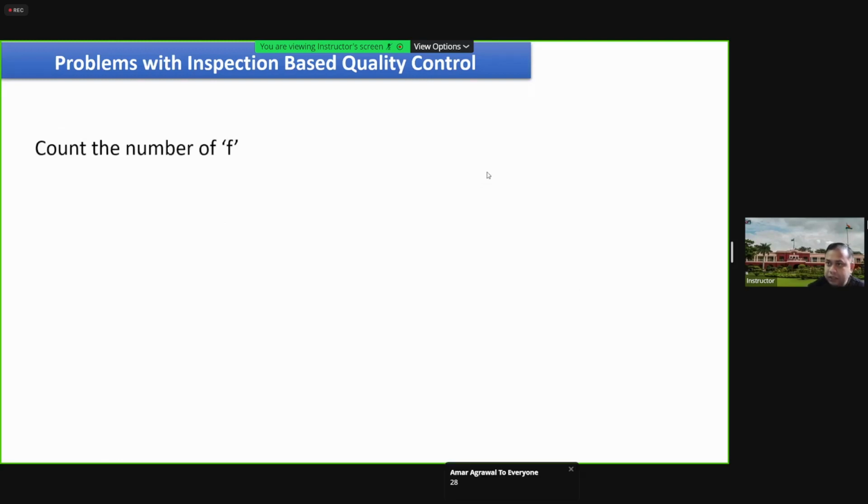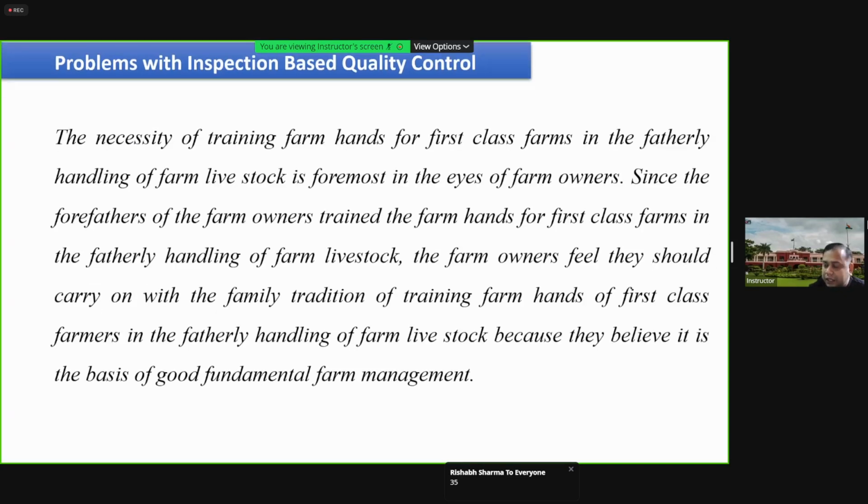Yes, has anyone counted? Amar is saying 28. Anyone else? 30, sir. Okay. Most of you have said around 30, 31. A few of you have said 36. So exactly, there are 36 F's here.